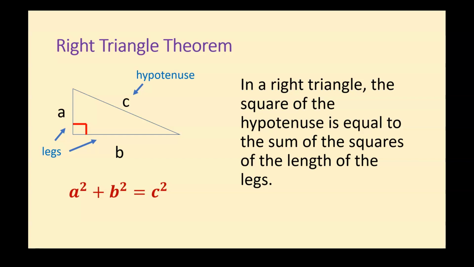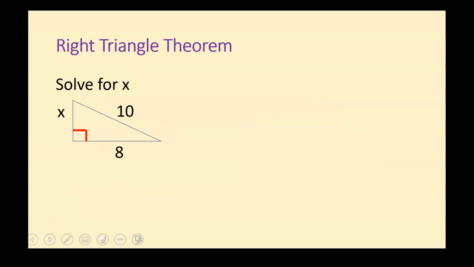The right triangle theorem. Sometimes called Pythagorean's theorem, but that's a story for another time. But we refer to it as the right triangle theorem. So let's use the right triangle theorem. We want to solve for x. We have x on a leg, we have 8 on a leg, and 10 on the hypotenuse.